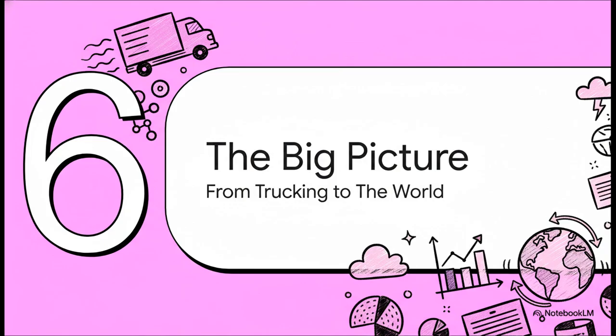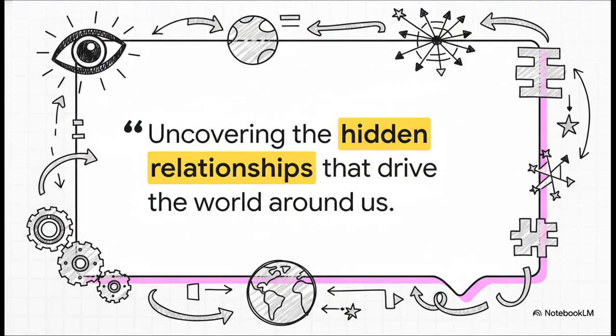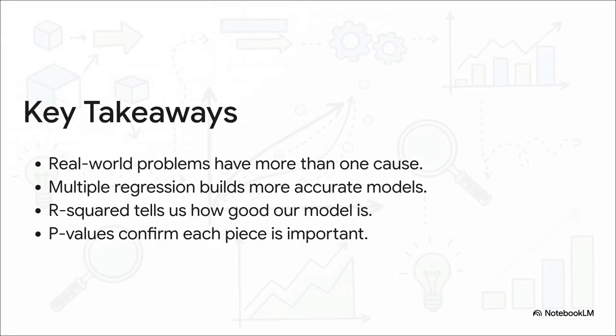But the power of this tool goes so far beyond just trucks and deliveries. And that really is the heart of it all. By looking at miles and deliveries, we got a much deeper understanding of what was going on. Multiple regression helps us see those hidden connections that are everywhere in the real world. So let's do a quick recap. Real-world problems have more than one cause, right? Multiple regression is the tool that lets us build models for that complexity. R-squared is our report card. It tells us how good the model is, and p-values make sure every piece of that model is actually important.